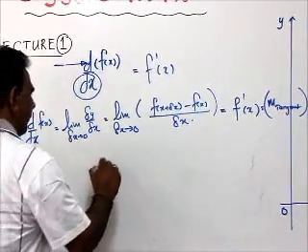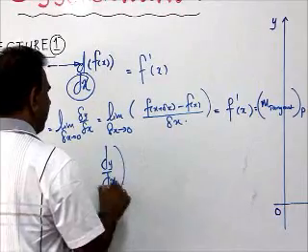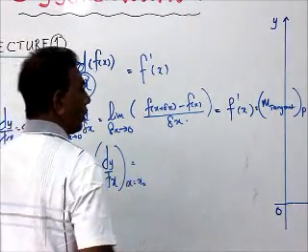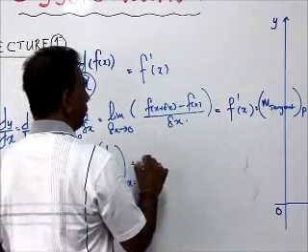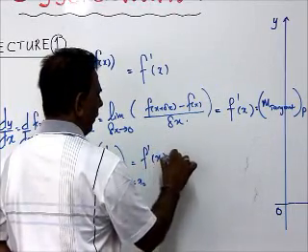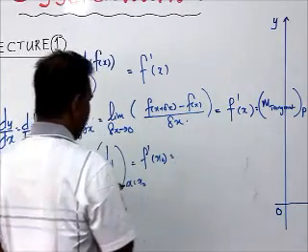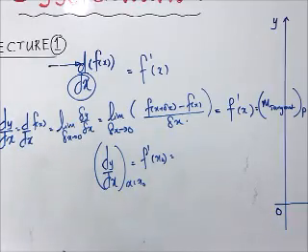If we need dy by dx at a particular point, x is equal to x naught, then we have to substitute in any one of these. So you can put f dash x naught. This is one number. That number is equal to the gradient of the graph at x is equal to x naught.